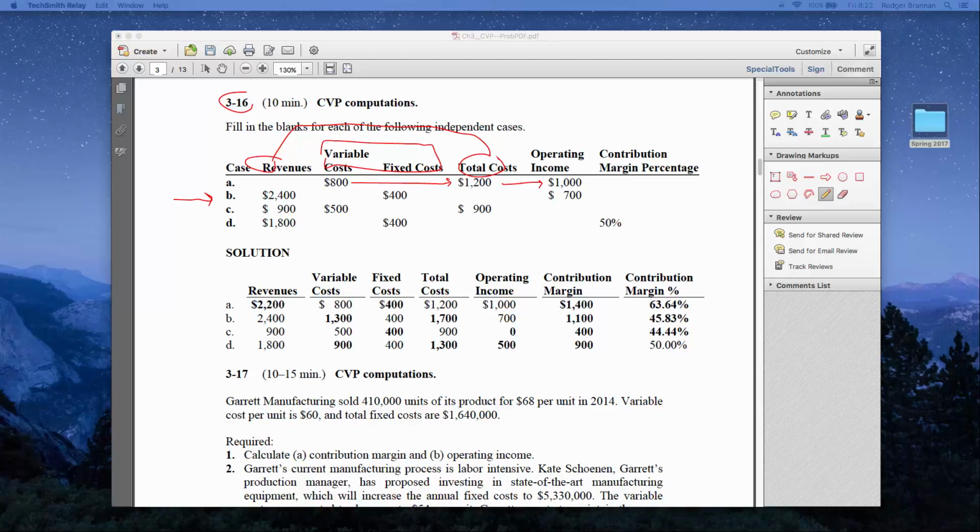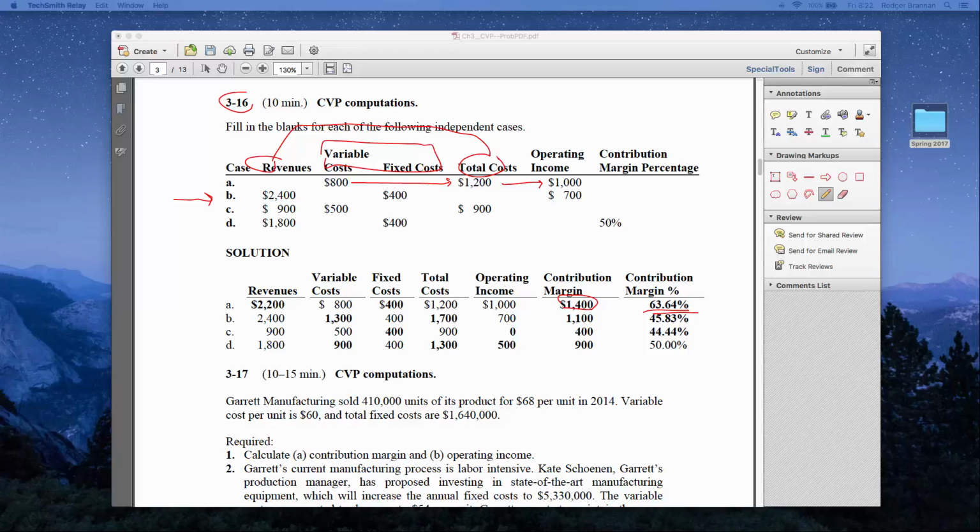Now you'll notice in the solution, it didn't specifically ask you to do this, but it certainly helps to have this amount here, that you need to calculate the contribution margin, because the solution is asking you for this contribution margin percentage.